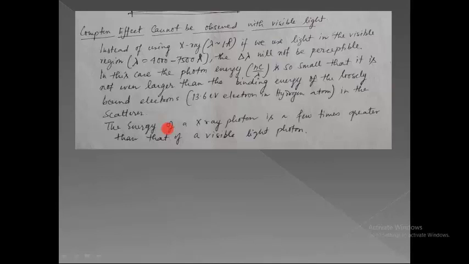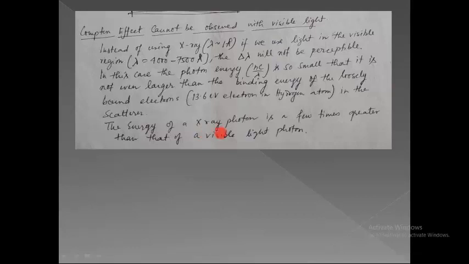Instead of using X-ray, if you use light in the visible range, the del lambda, that means lambda dash minus lambda, the scattered wavelength minus the incident wavelength, will not be perceptible. It is not feasible. It will not occur. In this case, the photon energy, hc by lambda, is so small that it is not even larger than the binding energy of the loosely bound electrons in the scatterer.